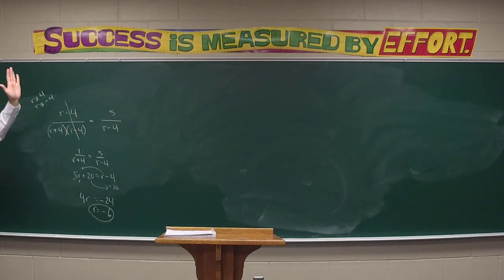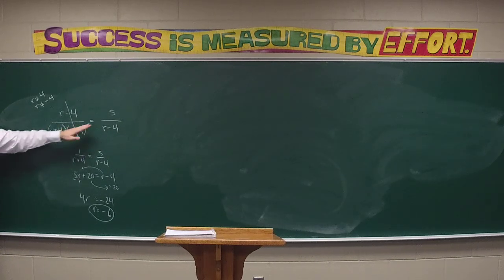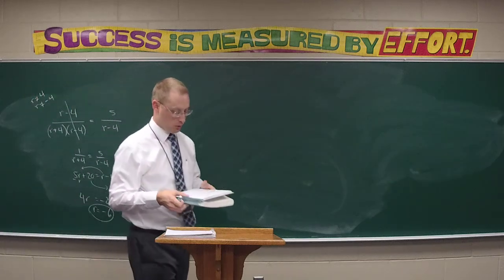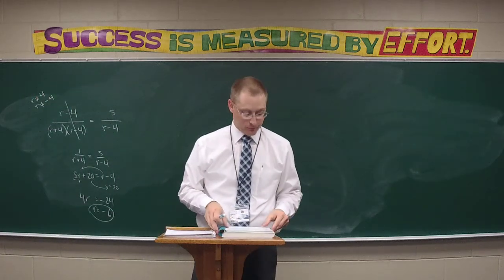How many got r equals negative 6 for number 19? And it would also get r equal to 4. Okay, and again, we see that that couldn't be the case. If we hadn't canceled, though, it's an answer you would have got. It's the extraneous root. Questions on 19?